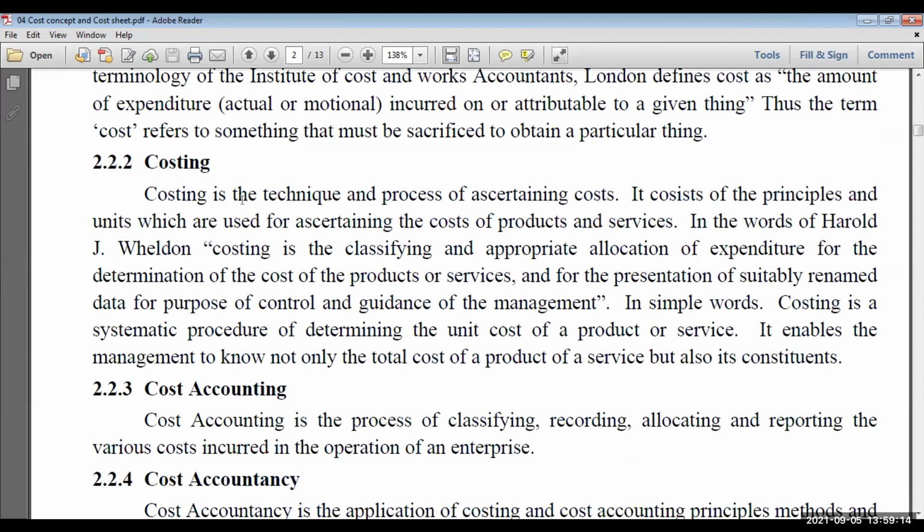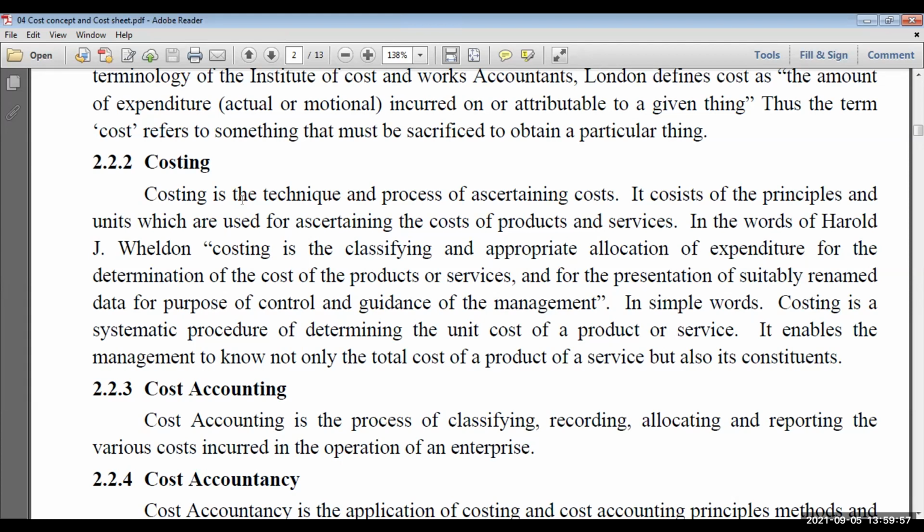Costing refers to the techniques and the process of estimating the cost of a product or a service. Please listen. Costing is the process or the technique of ascertaining, that is, estimating the cost. Before you bring your product to sell in the market, we will have to ascertain the cost. For that we have some techniques, tools and processes. All those put together, we call costing.